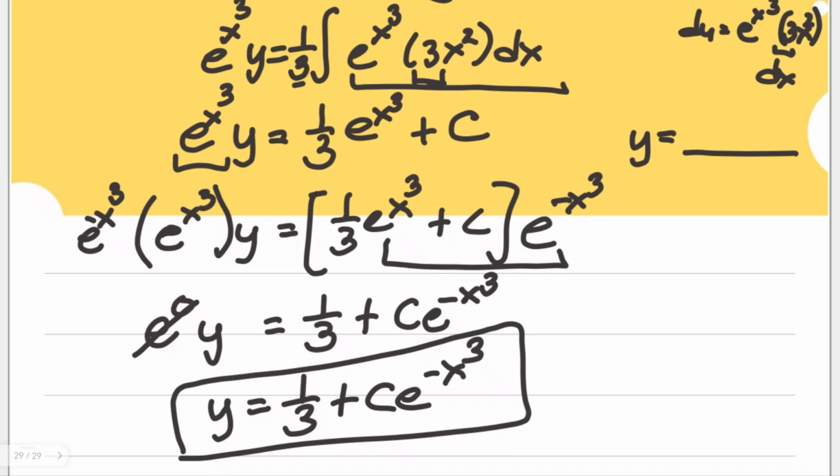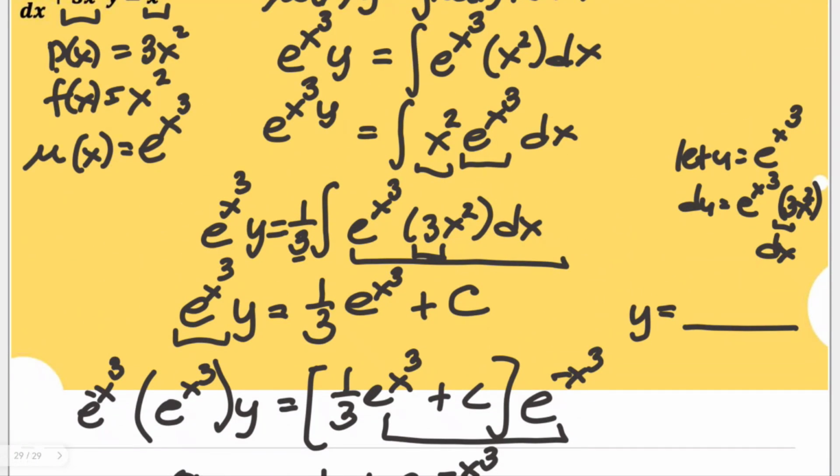Again, we used here the idea of our integrating factor, and some of us might jump into the idea of integrating by parts, but it actually could be easier if we just stick with this idea. We don't need to use integrating by parts in this concept.